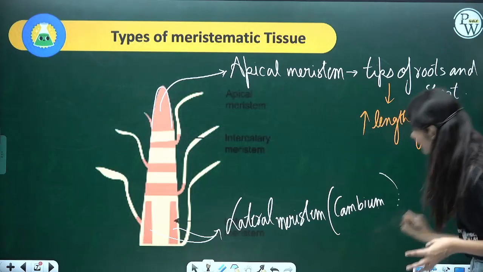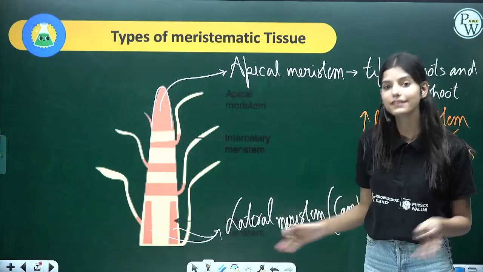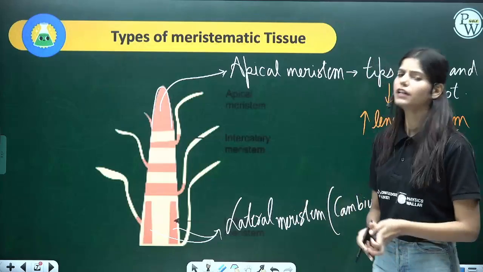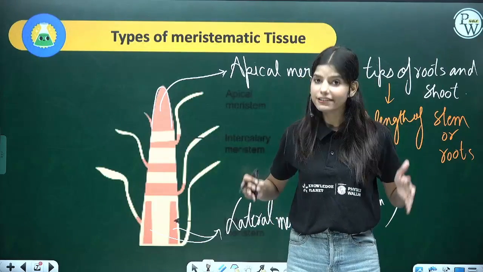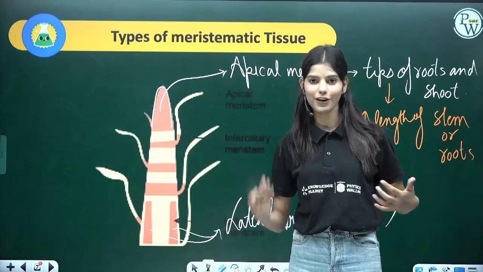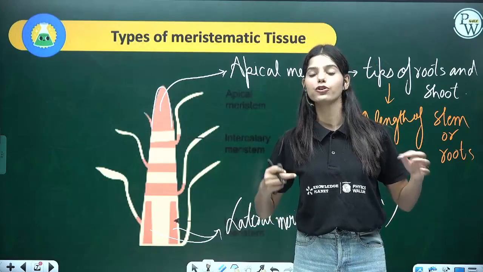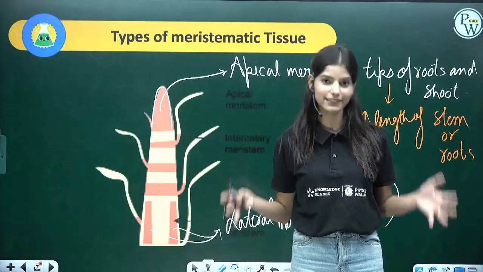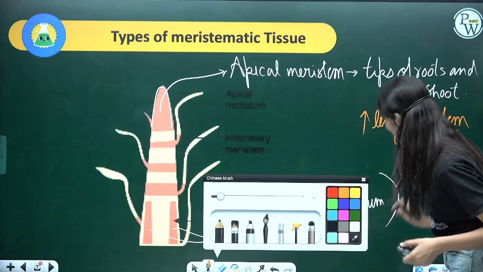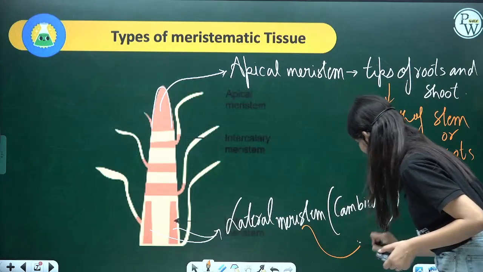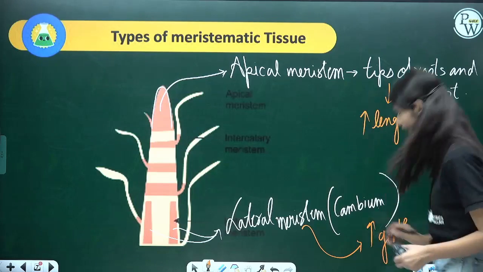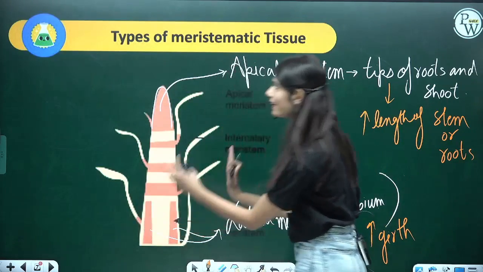Now guys, what exactly is the role of this lateral meristem? Lateral meristem increases the girth of the plants. They're present on the sides. They're going to increase in number, and they're going to help the plant in growing from the sides. That is, it is going to help the plant to increase the girth of the stems. Okay, so because it is present on the sides, it helps the plant in increasing the girth of the stem.